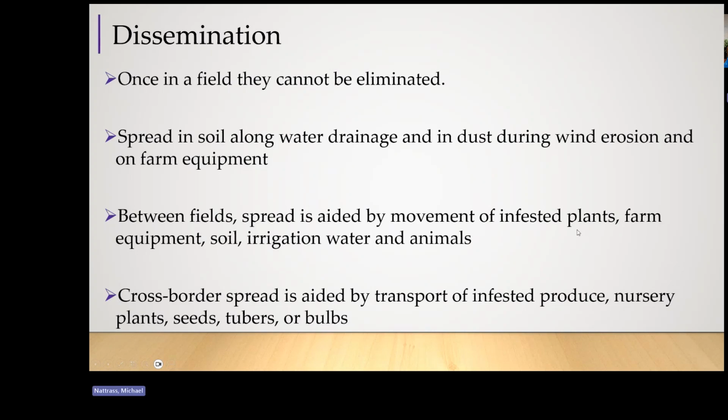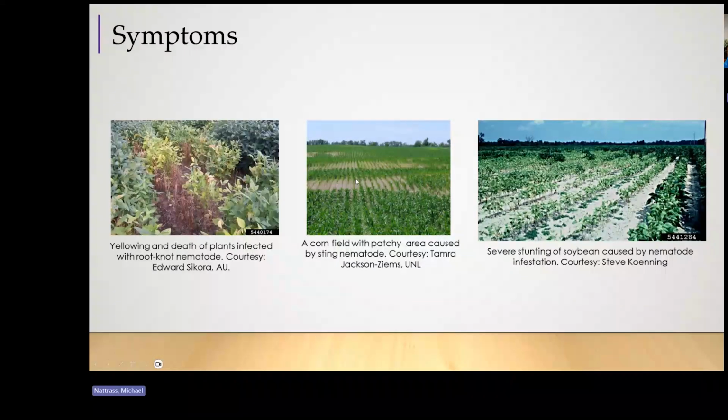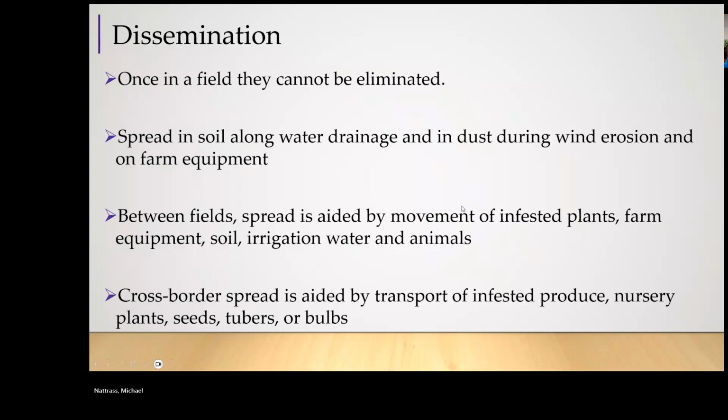In between fields, it's possible that you pick up some soil from field A that is infested with nematodes, and then you carry that to field B, and you've now infected both field A and field B. So making sure that your equipment is clean, or that you don't have these populations, is going to be important.